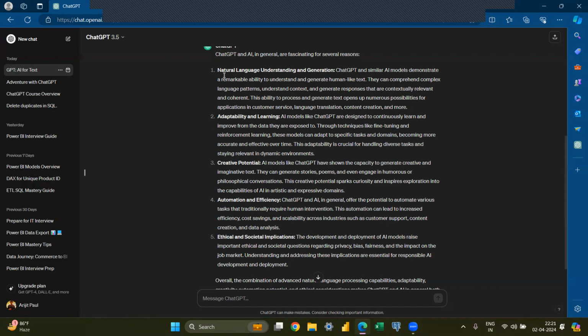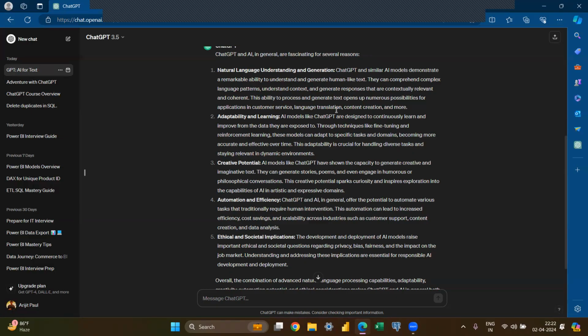Let me start with natural language understanding and generation, where ChatGPT and similar AI models, similar LLM models, demonstrate a remarkable ability to understand and generate human-like text. The ability to process and understand language, the ability to connect, is something we have never seen in this world of AI. This opens up a whole lot of possibilities and applications, in terms of, let's say, customer service, language translation, content creation, and many more fields.